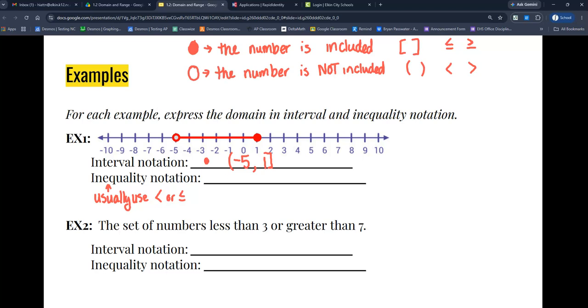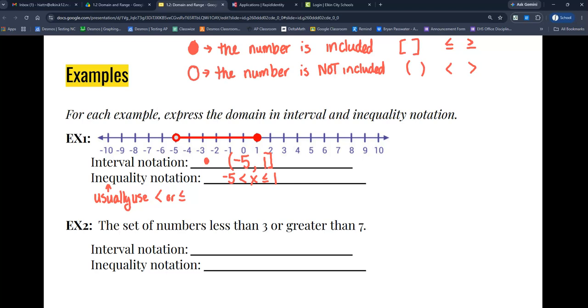The way you do it with inequality notation, you want your lowest number first. You'll do -5. Since you do not want to include that, you're just going to do a less than sign. Then you'll have an X. Then we do want to include 1, so we'll do less than or equal to and 1. Okay, so it's always going to be less than with the X in the middle for that.